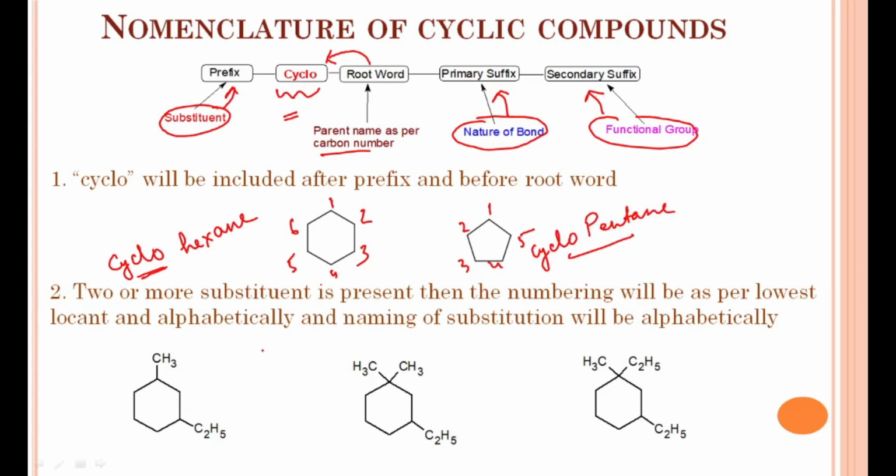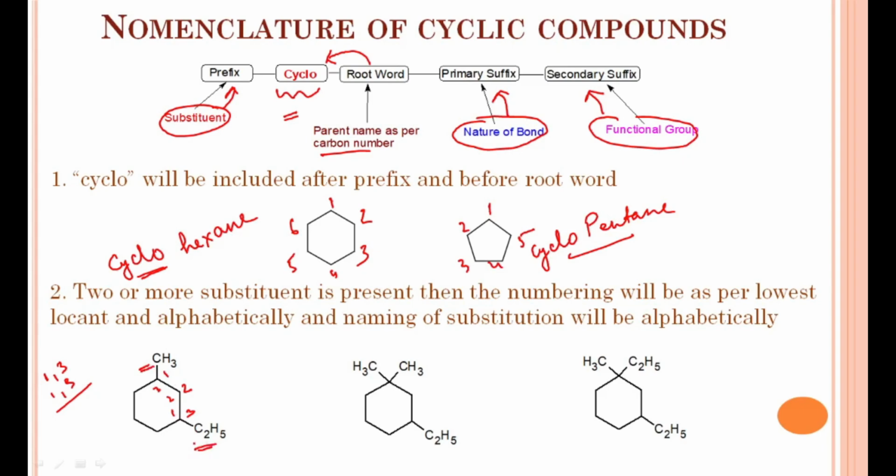Now if substitutions are present in ring structure, then how to give the naming and numbering? See that first of all you have to select the lowest locant. Suppose if you follow this, starting from this number 1, 2, 3, 3 is getting the lowest number, 1 and 3 the substitutions present. If you follow this 1, 2, 3, similarly 1 and 3 is present. So as per the locant the positions are same. Now we have to go for alphabetical order. Now this is ethyl group and this is methyl.